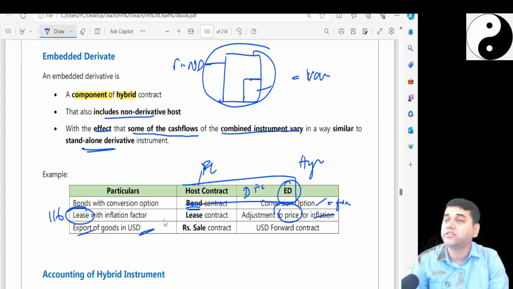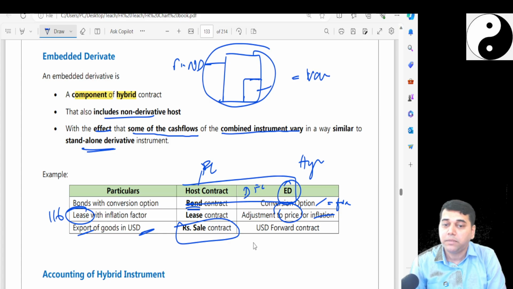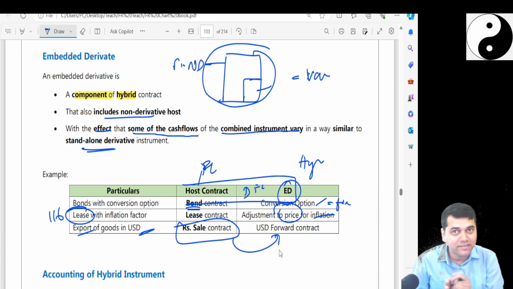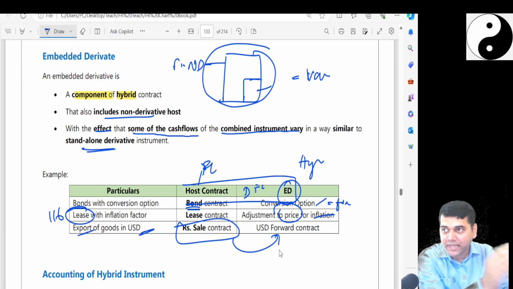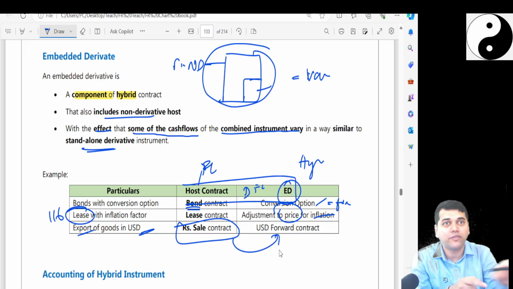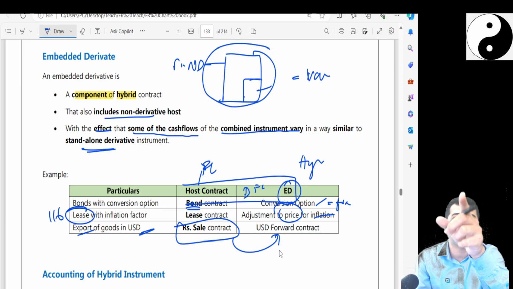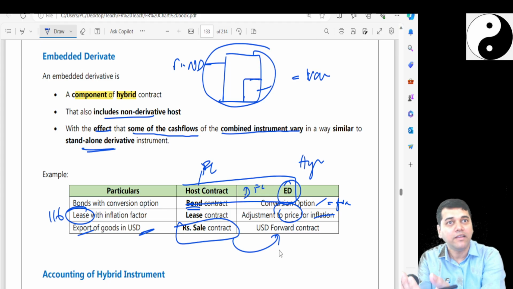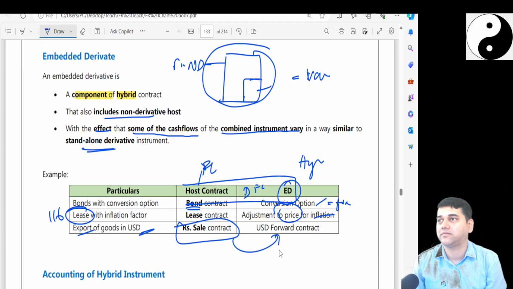Export of goods in dollars. Now, a sale contract is a host contract, but you have taken one forward also. No, one forward is sitting there in the export contract, a forward buy, because you wanted to enter into a forward buy. You didn't want, because if you enter a forward buy, then you say, Samco, sir, you are Samco, pass the entry. I don't want to pass the entry only. Instead, I will export in dollars.